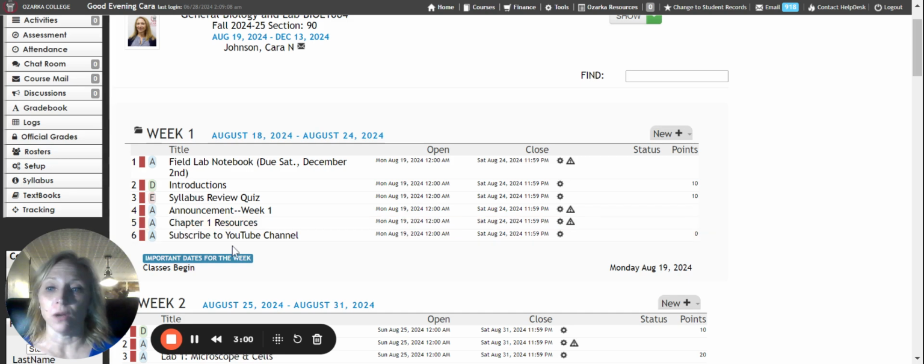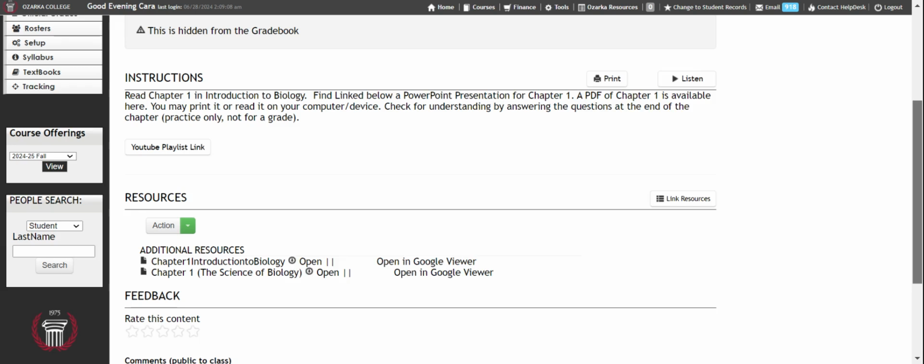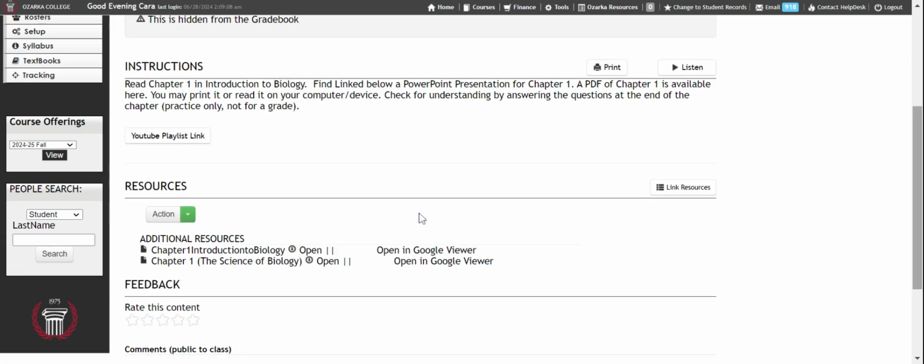Every week I will put a PDF, and I'm going to click on it and see if it'll load. I'm going to put a PDF of the chapter in your resources. It'll say chapter 1 resources. In here, I have not only a PDF of that chapter from your book, but I also have a PowerPoint. So you can look at those things.